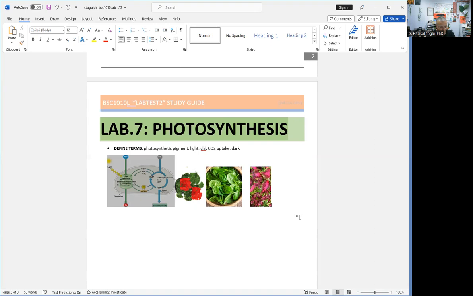That's the correct order. So these are the 3 labs, and please review your notes and always study your book, the orange book, the BSC1010 lab manual.